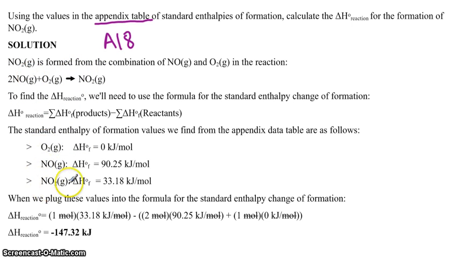plugging in the standard enthalpies of formation into this equation, calculating, you will find that the enthalpy of reaction for the formation of nitrogen dioxide is 147.32 kilojoules are released.